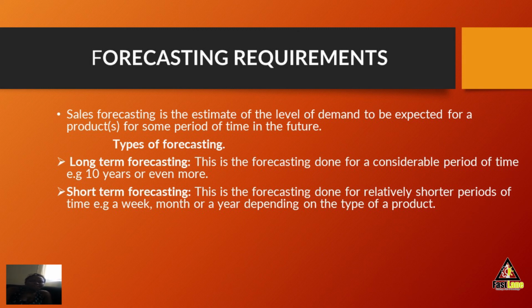Then short-term forecasting is the forecasting for relatively shorter periods of time. Might be a week, a month, a year, depending on the type of product. So short-term forecasting is basically when it is the rainy season, the demand for umbrellas will be high, but then after, the demand will go low. But after like one month, the rainy season will be back. That is the short-term forecasting. You know that after 1 month or after 1 week, the demand for your product will increase or will reduce.